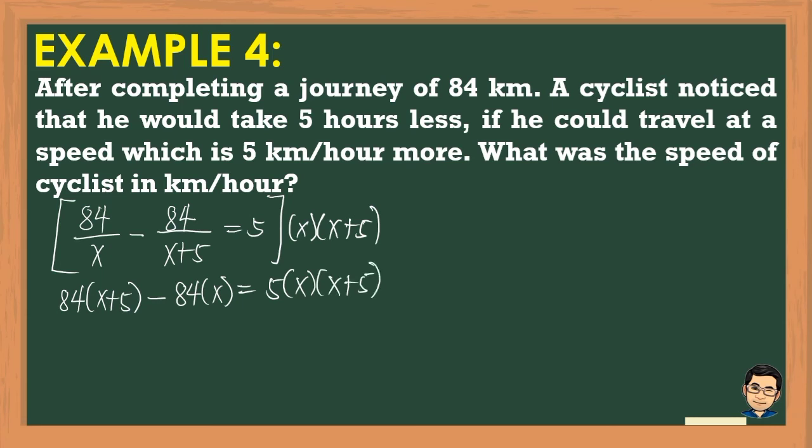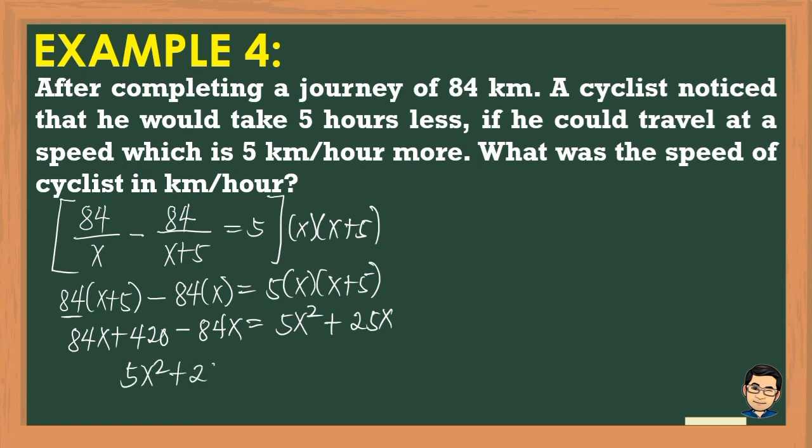So 84, distribute natin sa x plus 5, magiging 84x plus 420 minus 84x equals, so the product of 5x and x plus 5, so 5x squared plus 25x. And then we combine like terms, so 84x minus 84x, that will become 0. So pwede nating isulat yung equation natin as 5x squared plus 25x equals 420.